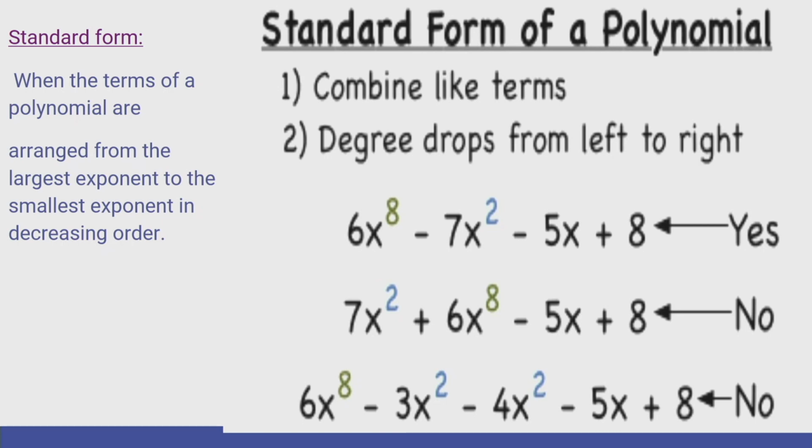But if you look at example number 2, it is 7x squared plus 6x to the power 8 minus 5x plus 8. In this example, you start with the exponent of 2, and then you go higher, that is 8. So this is not a standard form. You always start with the largest exponent and then go down to the smallest exponent. Let's take an example.